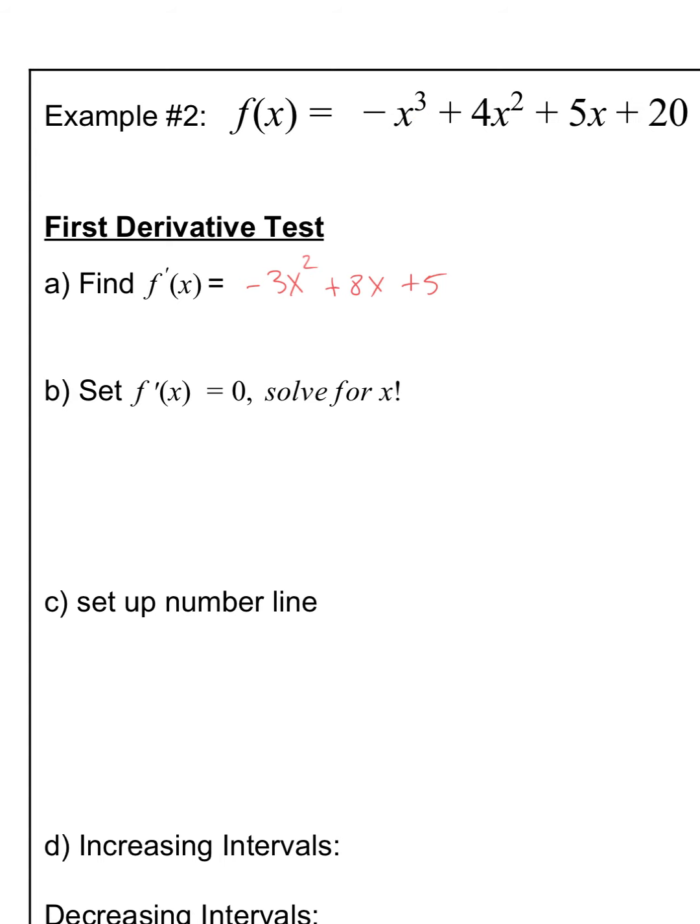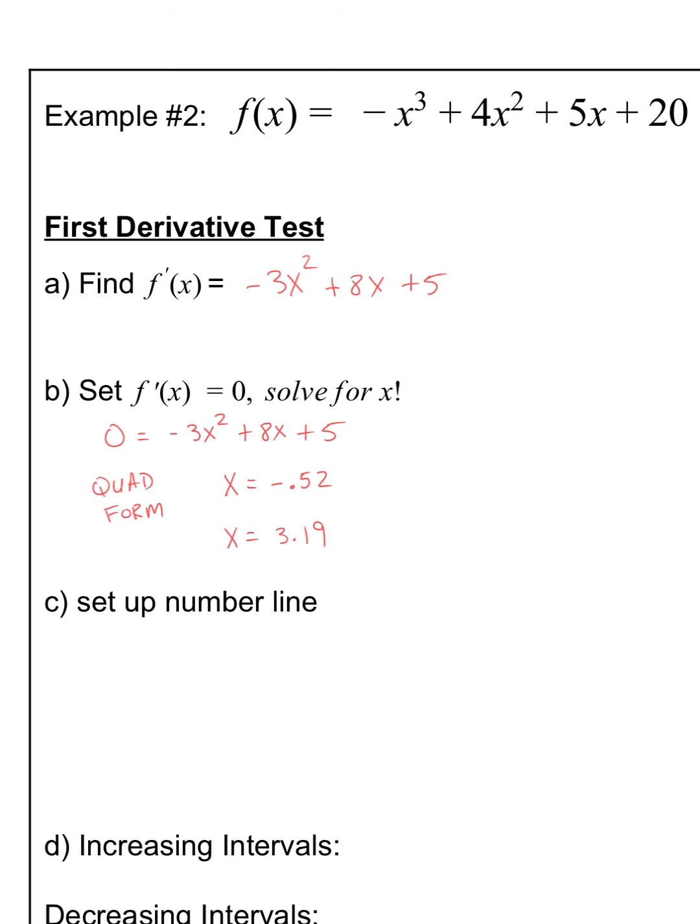Now we set our derivative equal to 0. 0 is equal to negative 3x squared plus 8x plus 5. Now quadratic formula that. And unfortunately, we're not going to get nice, easy, even numbers. We have decimals. So I'm seeing negative 0.52, and I'm seeing 3.19. All right, so we have 2 x-intercepts, which makes sense for a quadratic.